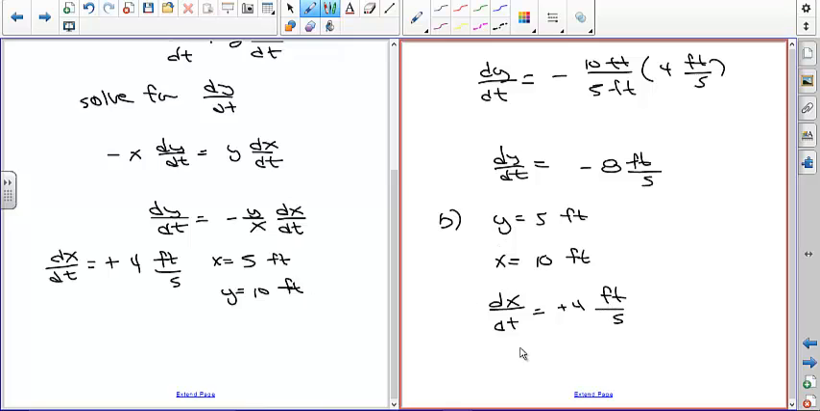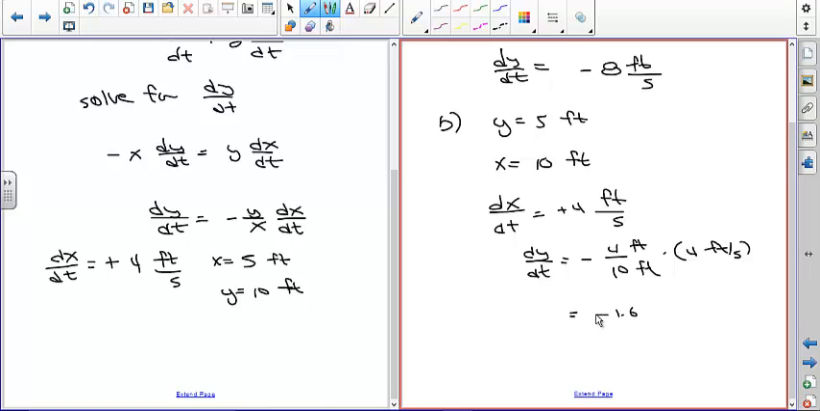So all you have to do is now use those new pieces of information to calculate dy dt. So you would get negative 4 divided by 10 times the speed they're traveling, which is 4 feet per second. So what is that going to be? It's going to be negative 1.6 feet per second. So what you see is that as they approach the wall, dy dt gets smaller. The shadow is still getting smaller, but it's getting smaller at a smaller rate.